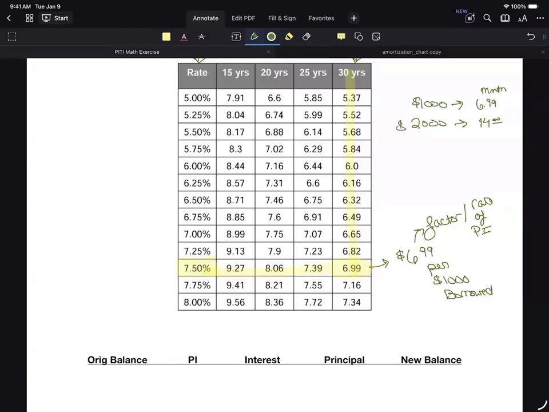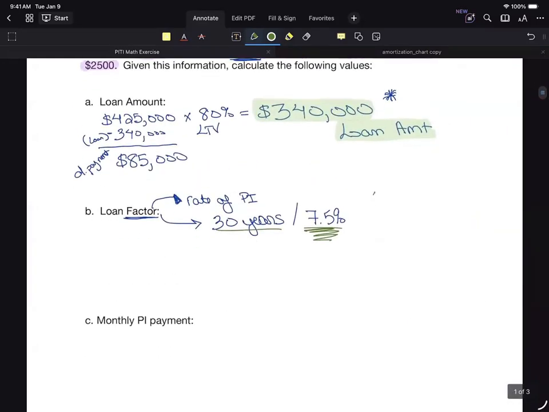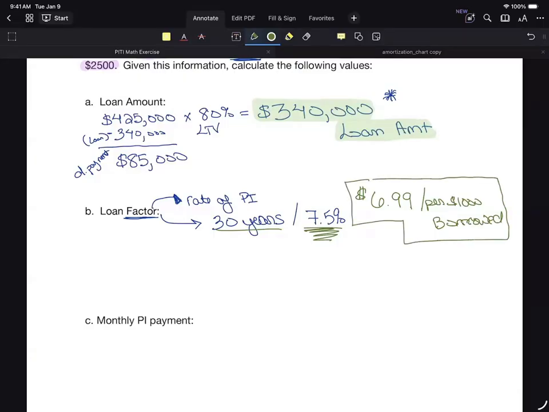Is that kind of clicking and making sense? Yes, it is. Cool. Yay. So we know 6.99. We need to know that number. We scroll back up and we know our loan factor is $6.99. That's per 1,000 borrowed. So that is the answer to this question. It just asked us, what is the loan factor? It's $6.99. For every 1,000 that this person wants to borrow, they're going to owe $6.99 a month.